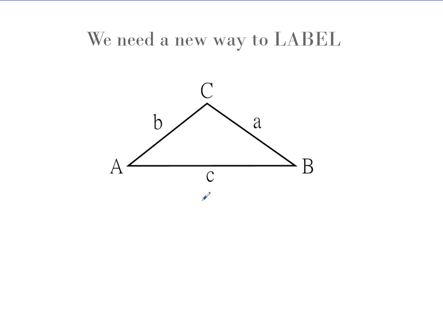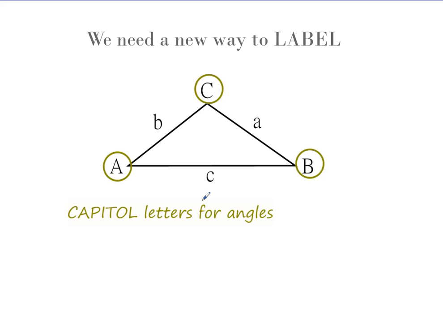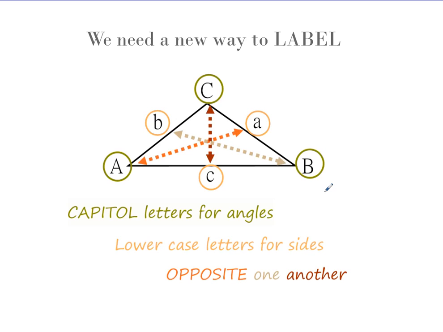And that is that the capital letters are for the angles, okay? The lowercase letters are for the sides, and we use A and a opposite from one another, B and b opposite from one another, C and c opposite from one another, okay? So that is how we're going to treat triangles when they're not right.